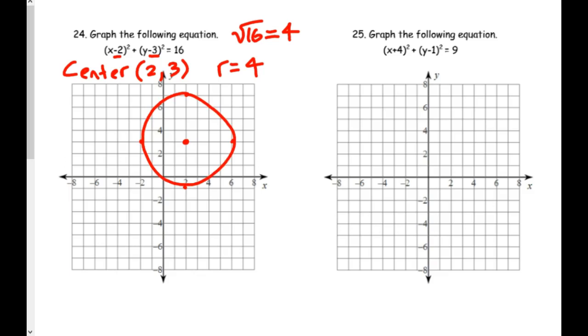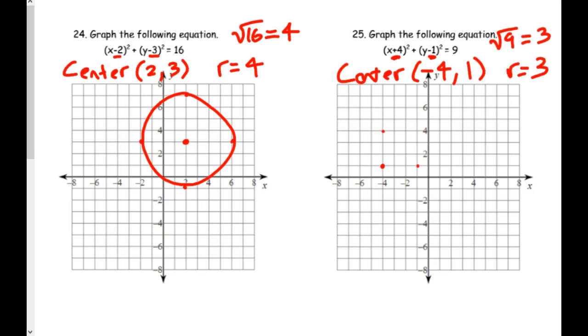Doesn't need to look pretty. You just need to make sure I see points that make sense. So the center of this is the opposite. So -4, +1, right? Opposite of those. And the square root of 9 is 3. So r equals 3. So -4, 1, up 3, right 3, down 3, left 3. And I make my beautiful circle as much as I can. And that's your review. So you definitely want to be able to do all those things, and everything you need to know is on that formula chart. So definitely use it, okay?